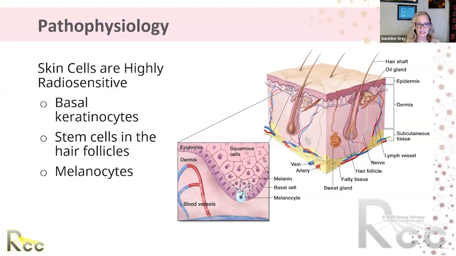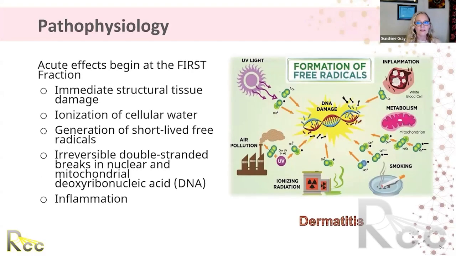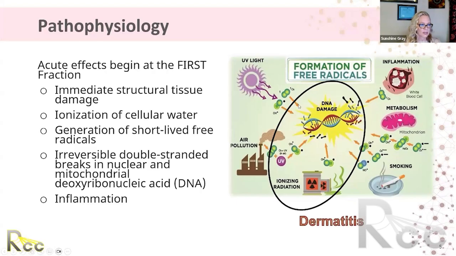The basal keratinocytes, the stem cells and the hair follicles, and the melanocytes are the most radiosensitive that we have in our skin. Radiation treatment is one of the many factors that can cause formation of free radicals. During radiation therapy, tissue damage begins at the very first fraction and causes immediate structural tissue damage. As you can see here, we can form free radicals from many different sources, and ionizing radiation, which is what we give in radiation therapy, is only one of those sources.